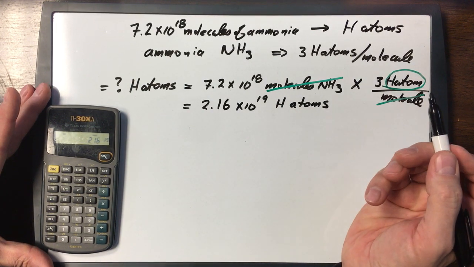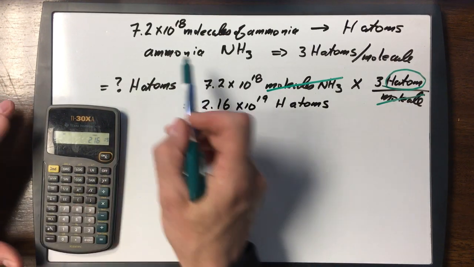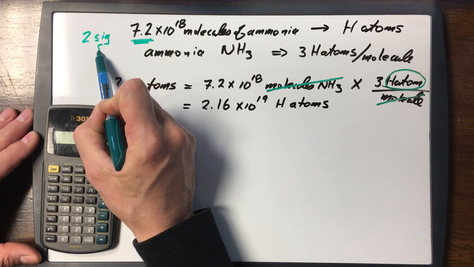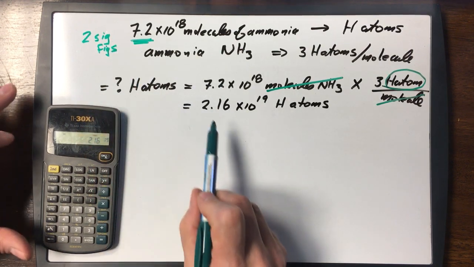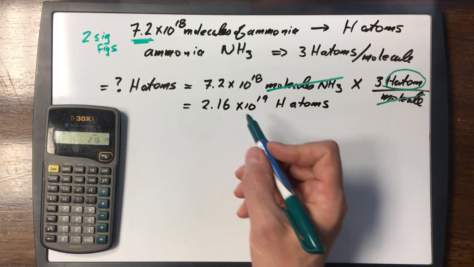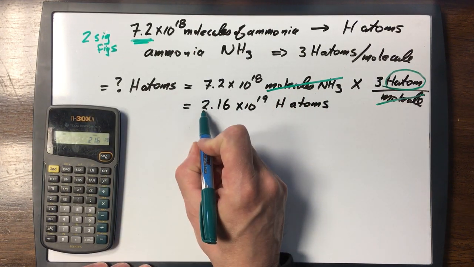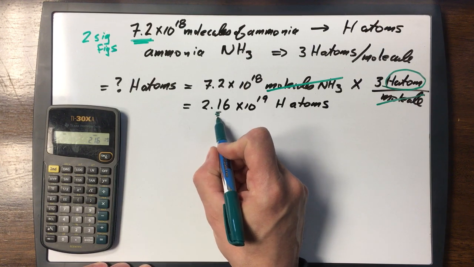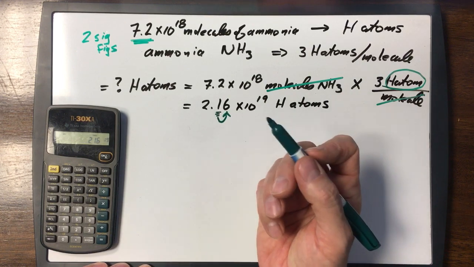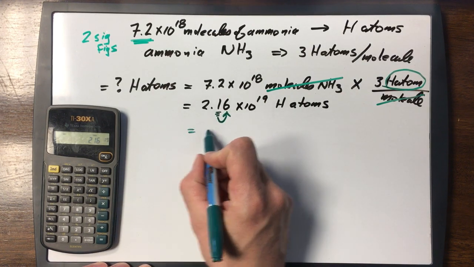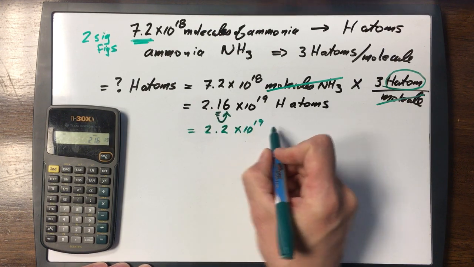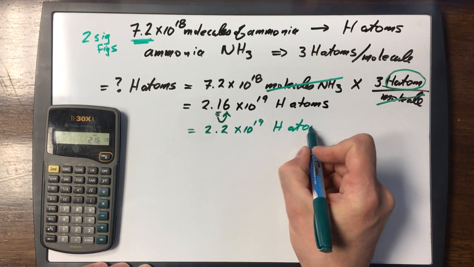Now, the last thing that we always have to concern ourselves with is significant figures. We go back to the original question. This one here has 2 sig figs. So we're going to come to our final answer. Whatever is on our calculator, we're going to write it down, and then we're going to round off appropriately. Here's our first significant figure. Here's our second significant figure. It always gets influenced by the number that comes after it. 6 is going to be big enough to round the 1 into a 2. So our final answer is going to be 2.2 times 10 to the power of 19 hydrogen atoms.